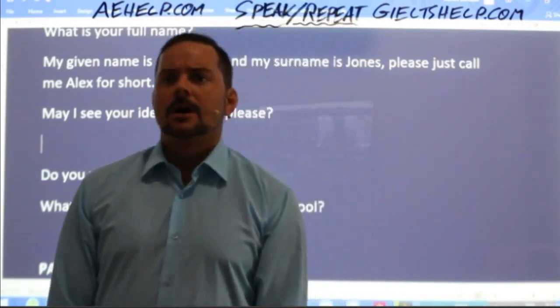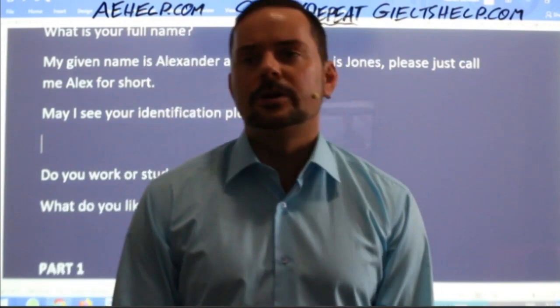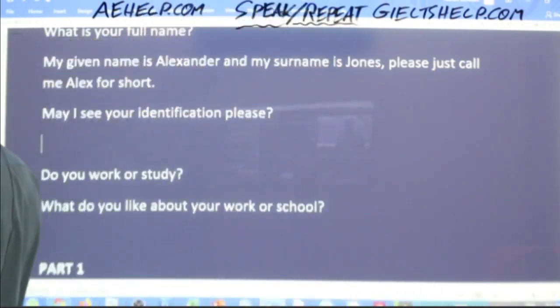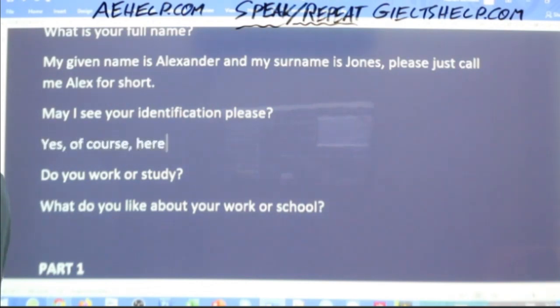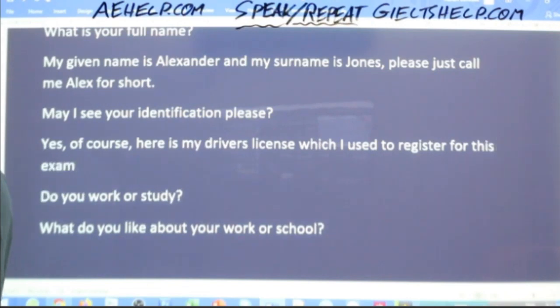Okay. Bhumi Chatbar, our other member, says, sure, here's my passport. Please have a look. Yeah, you don't have to overcomplicate. It's fine. So you can say absolutely, or yes, of course. Absolutely is maybe a little too colloquial. Yes, of course. Here is my, let's say, driver's license this time, which I used to register for this exam.